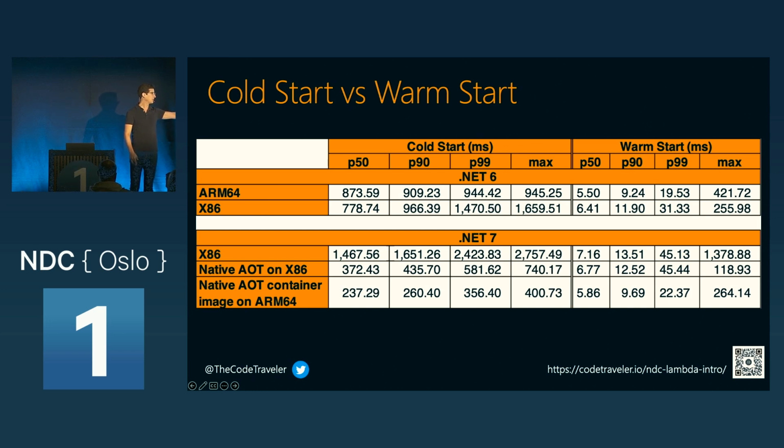I've posted these to the website here, and if you go to codetraveler.io/NDC-Lambda-intro, you'll find this chart. Click on the chart, and it'll actually take you to the GitHub README where we at AWS keep these numbers updated. So stay tuned for .NET 8, but what I'm excited about is this concept of AOT here.